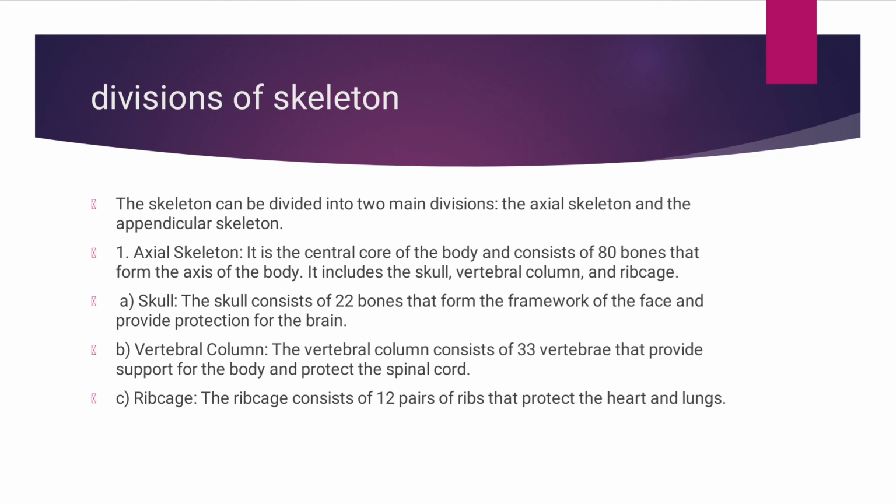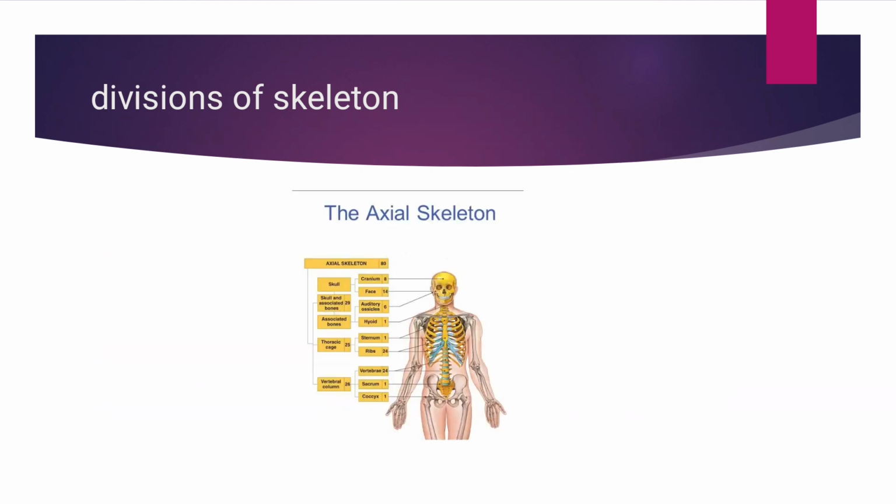The skull consists of 22 bones that form the overall framework of the face, and it provides protection to the brain. The next thing is vertebral column. Vertebral column consists of 33 vertebrae that provide support for the body, and it also protects the spinal cord. The next thing is rib cage. Rib cage consists of 12 pairs of ribs that protect the heart and lungs.